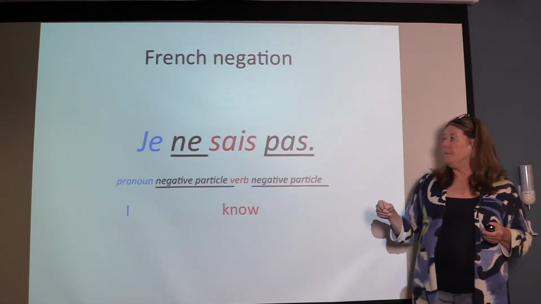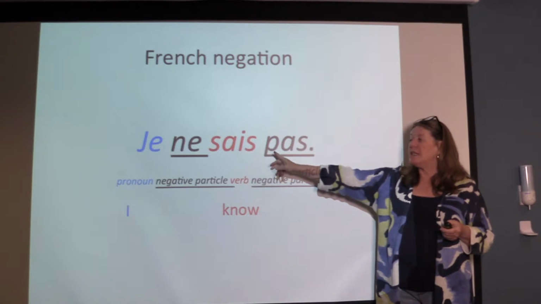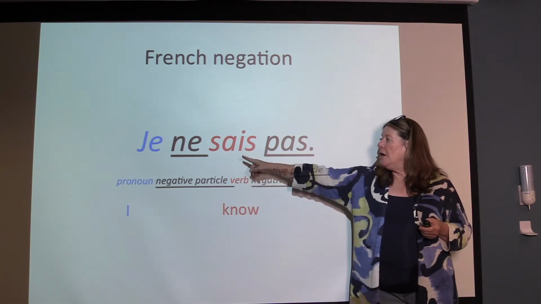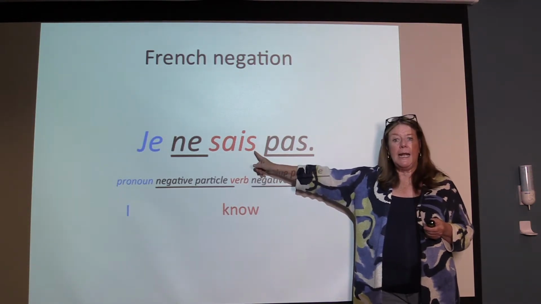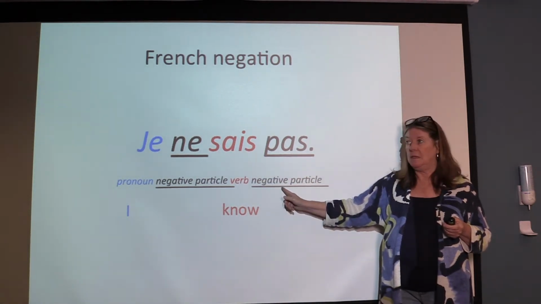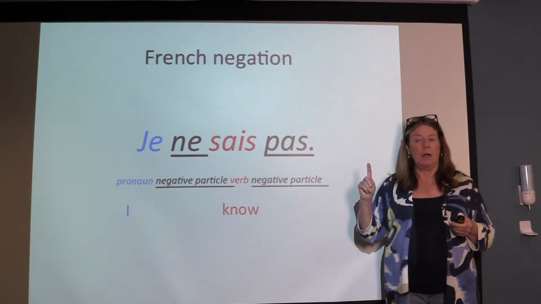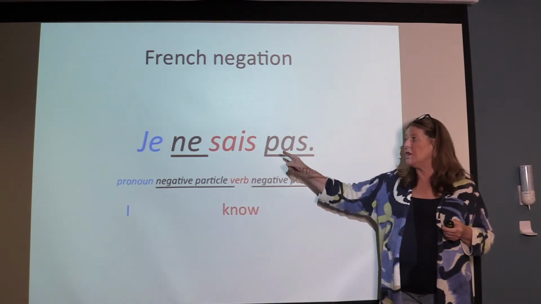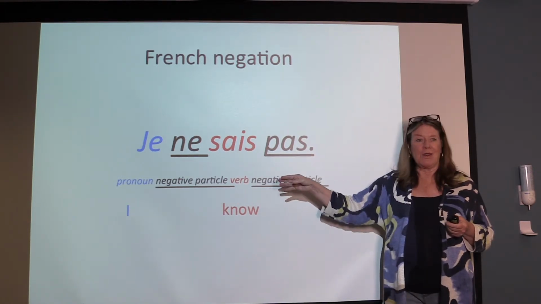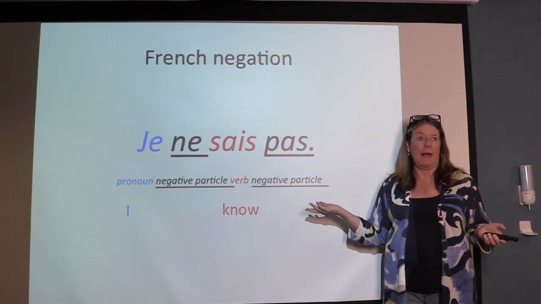Here's French negation. For the same sentence, I don't know: Je ne sais pas. So the pronoun is je, I. Ne is the negative particle. Sais is the verb know. Pas is another negative particle. So French has two negative particles. English has one, and it goes before the verb. In French, you have one that goes before the verb and one that goes after the verb. And then you also have contraction, because they say je ne sais pas, they don't say je ne sais pas.